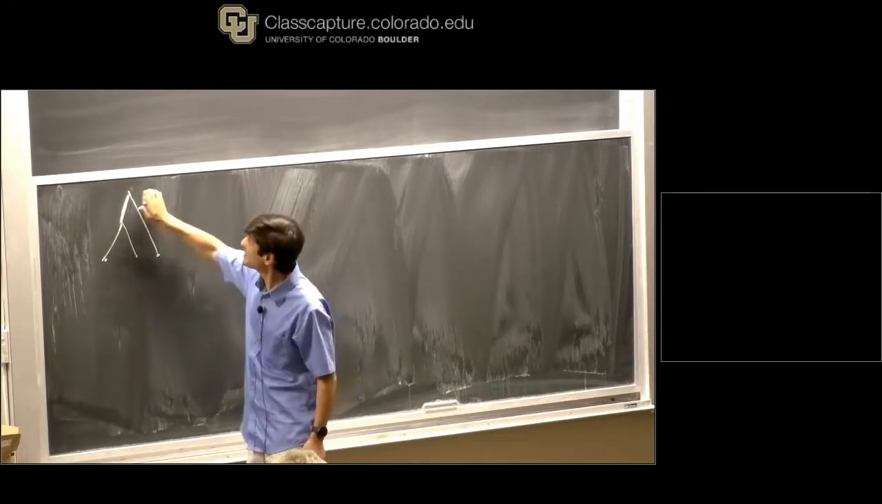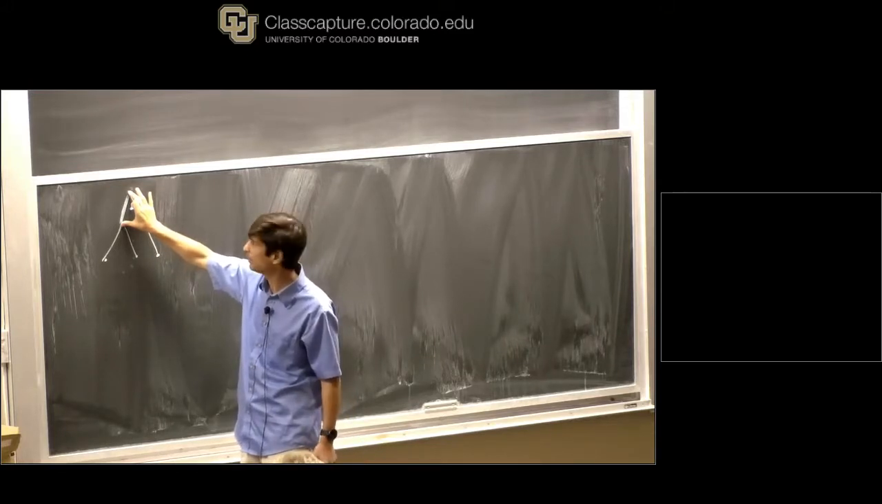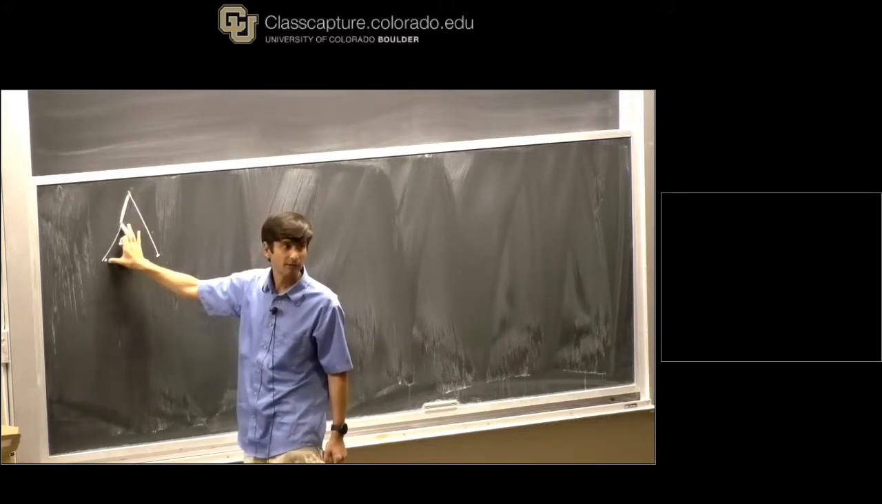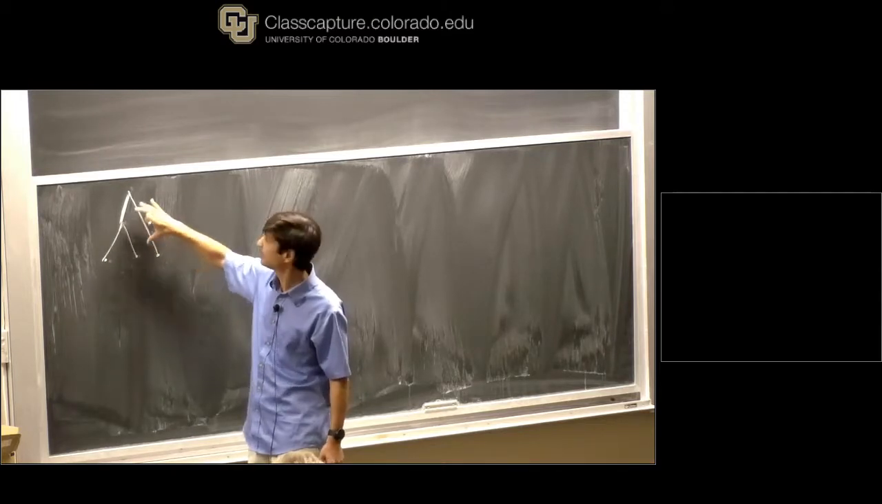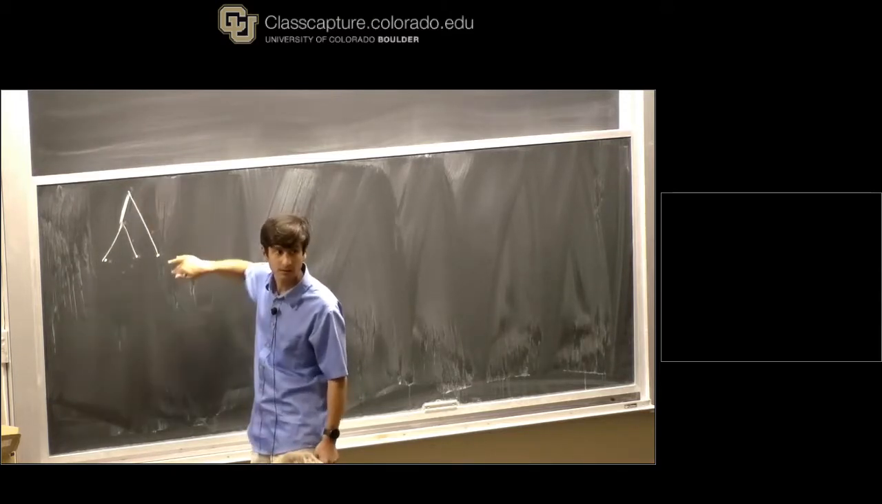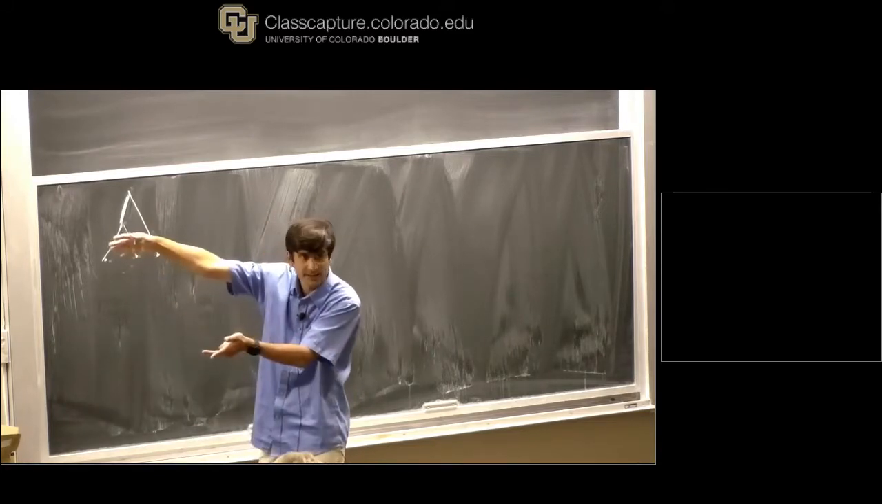So this branch has length what? T2, right? Which is on average N. This branch has length what? T3. This branch, T2 plus T3, right? And I know the distributions of all these things.